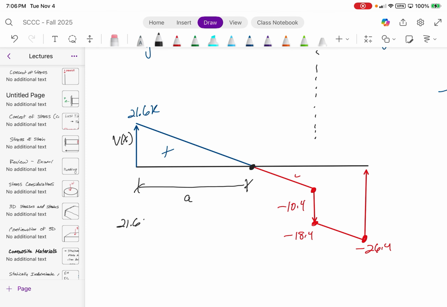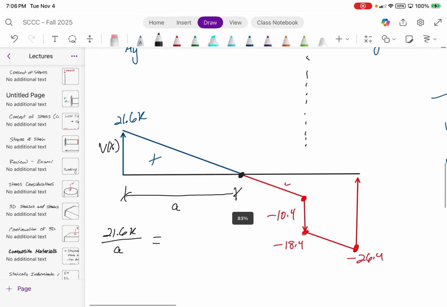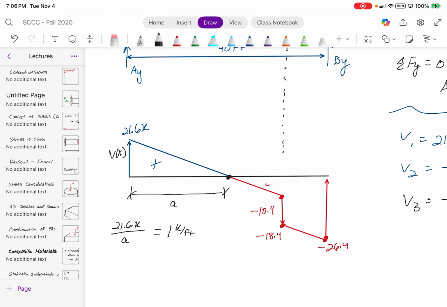Take 21.6 kips, divide it by A, and this is going to equal the magnitude of the distributed load. So pretty straightforward. A has to be 21.6 feet. Before I continue, does anyone have any questions about anything that I'm doing so far? Am I going too fast? Everyone following along? All right.